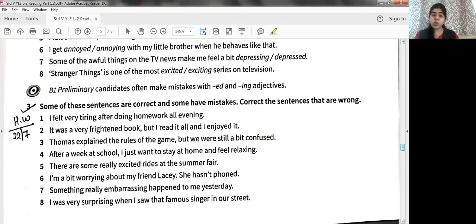Now this is also what we have done earlier. Okay, students. Now, there are sentences given from 1 to 8, but there are some mistakes in each sentence. So what you have to do is identify what the mistake is, rectify it, and write the correction over here with your pencil.